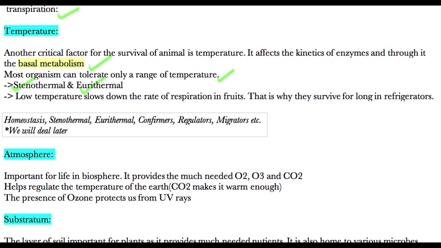Low temperature slows down the rate of respiration in fruit. This is very important, and this is a question which was asked in UPSC. Due to low temperature, the rate of respiration decreases, and that is why they survive for long in refrigerators. You can Google more about this. We will also be dealing with homeostasis. What is that? Then stenothermal, eurythermal, conformers, regulators and migrators, etc. later.